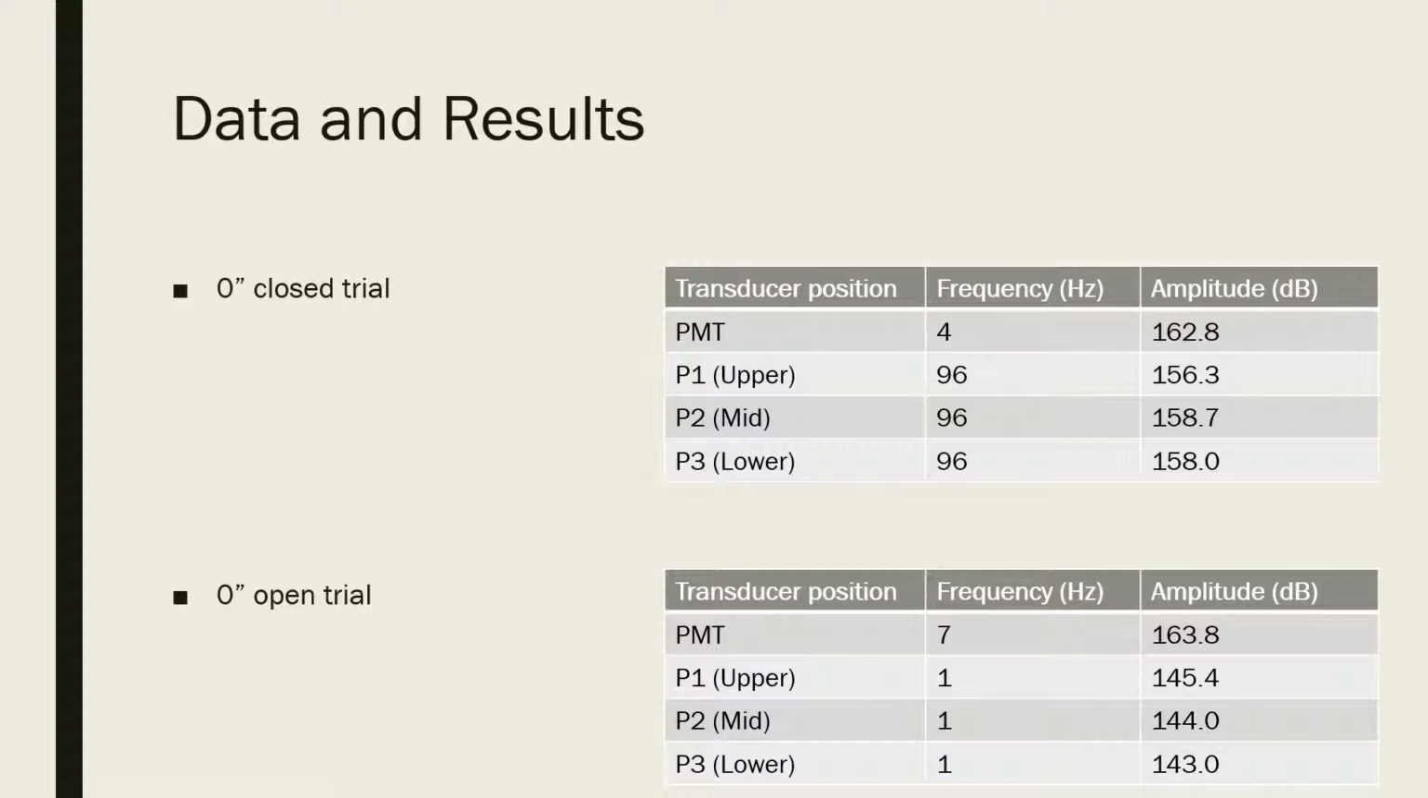Here we continue with the 0-inch closed trial and open trial, where we detail the frequency and amplitude at each transducer position. We once again continue with the 2-inch closed valve trial, where we have frequency and amplitudes for each transducer position. And finally, we have the cessation trial, where we determine that pulsation stops when the flame is at a height of 5.25 inches.